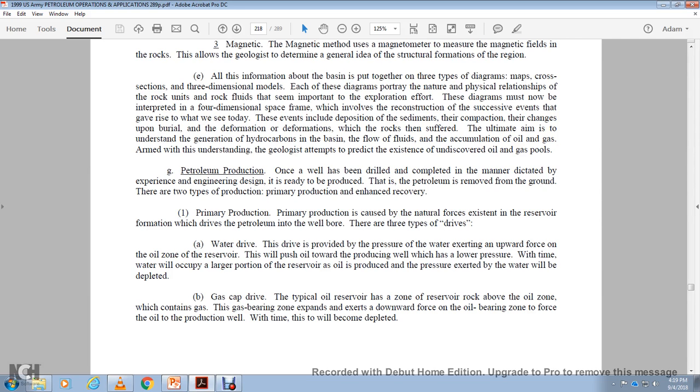Water drive. The drive is provided by water pressure exerting an upward force on the oil zone. The reservoir water will push the oil toward the producing well, which has lower pressure, and over time the water will accompany a large portion of the reservoir oil produced. The pressure exerted will be depleted.